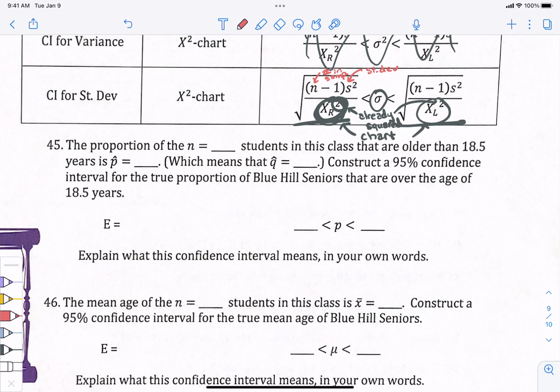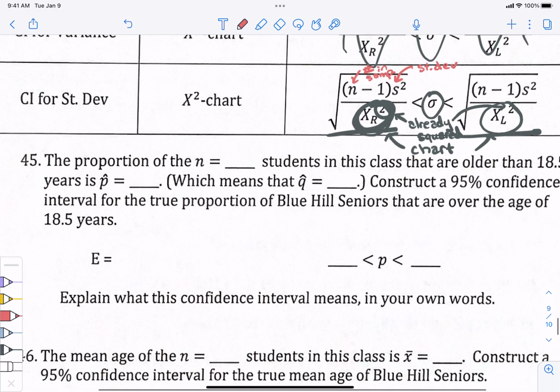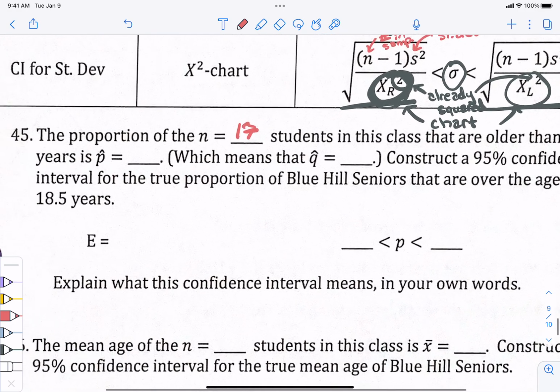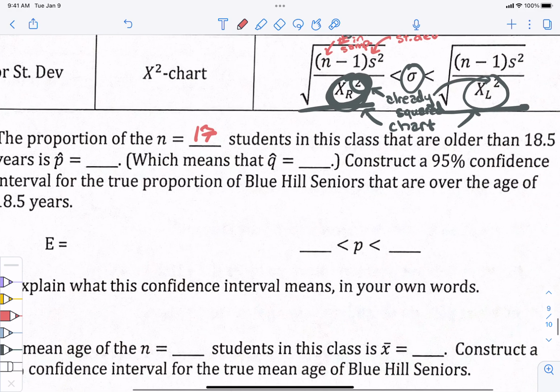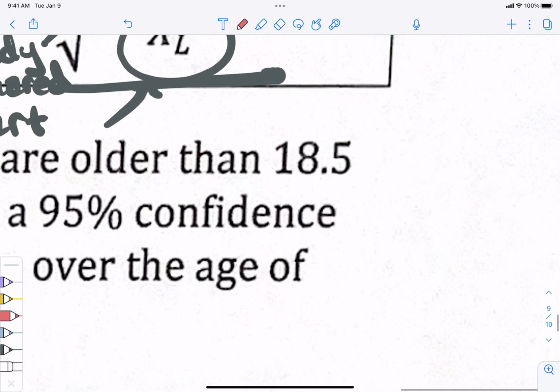Yep. You do? Yes? First problem. The first problem, like get you started on? Yep. The proportion of the N equals how many students in this class? 17. That are older than 18.5 years is this many. Okay, so we have to go to our chart and figure out how many people are older than 18.5. So Jackson is 1. Josh is not. MJ is. Erica is. Kelsey is. Lily is not. Ashton is not.